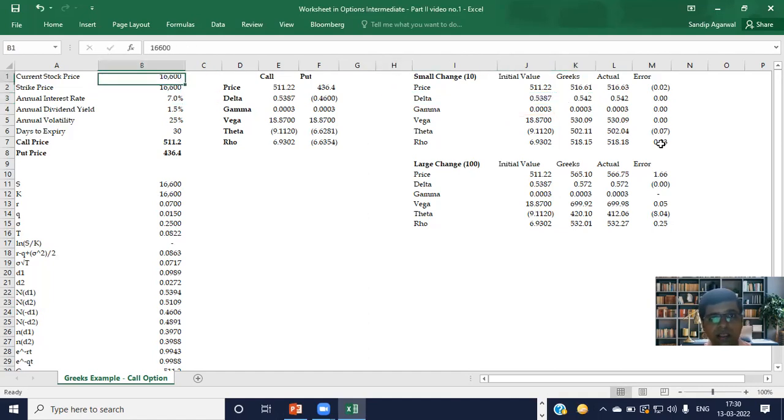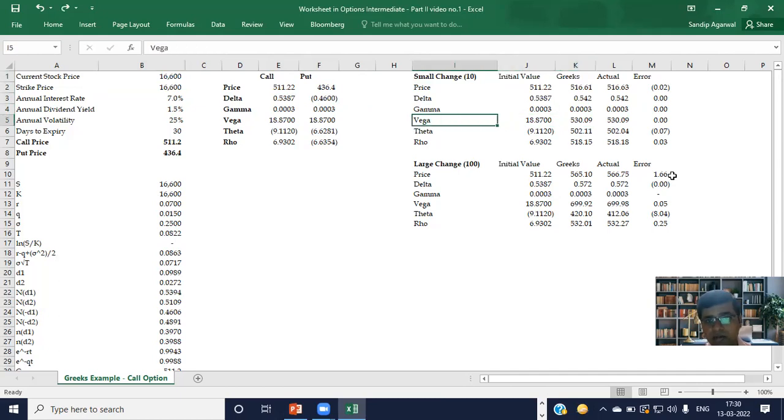So it becomes 0.542. So we can again change this current price of the Nifty to 16,610. So you can see the delta becomes 0.542. I basically took this value and pasted it special over here. So you can see there is hardly any error between the actual calculated value and the Black-Scholes derived value, because this is for a small change only. So I again restored this value back to 16,600.